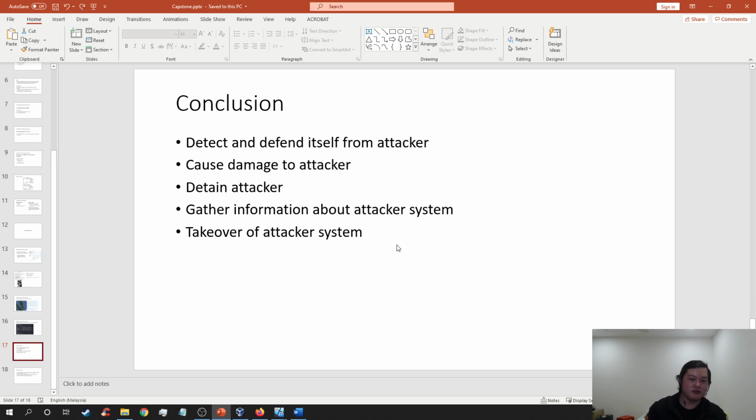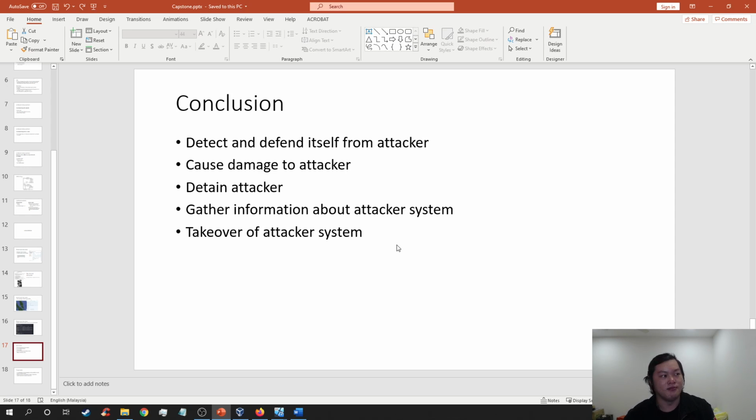So in conclusion to this presentation, it has shown that the Honeypot is able to detect as well as defend itself from the attacker. At the same time, it is able to cause damage to the attacker, not only from the attacker system standpoint, but also physical damage to the attacker.